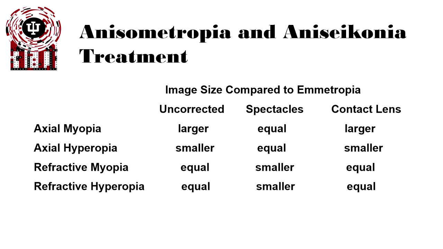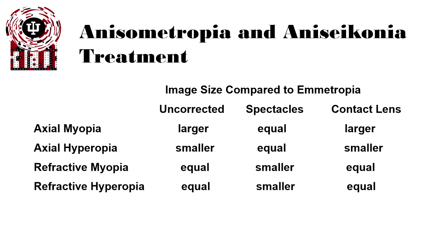If you're going to compare the image sizes based upon this table compared to emmetropia, axial myopia and hyperopia uncorrected have larger and smaller images. And they'd also, with contact lenses, have larger and smaller images. So this would induce aniseikonia when it's axial and we correct with contact lens. However, with axial problems in spectacles, they are relatively equal magnifications, so it's no longer a problem.